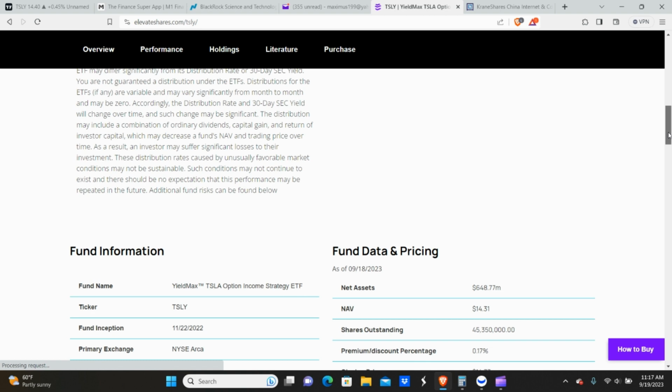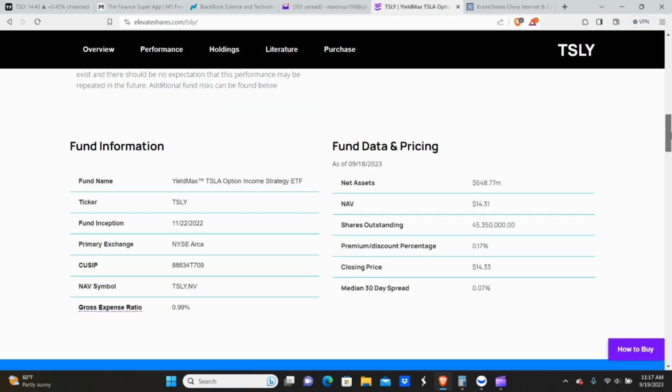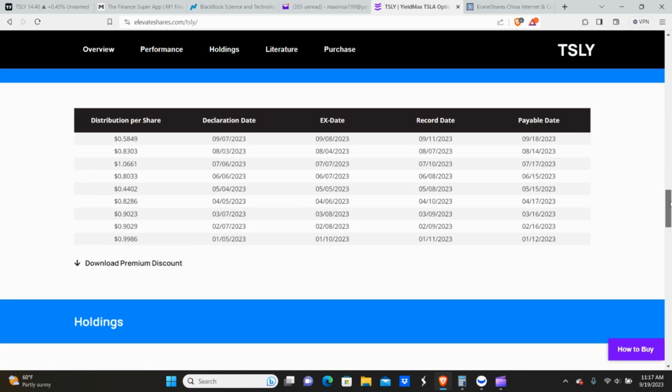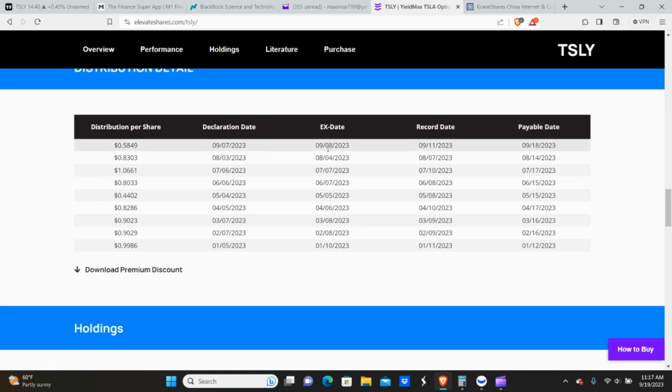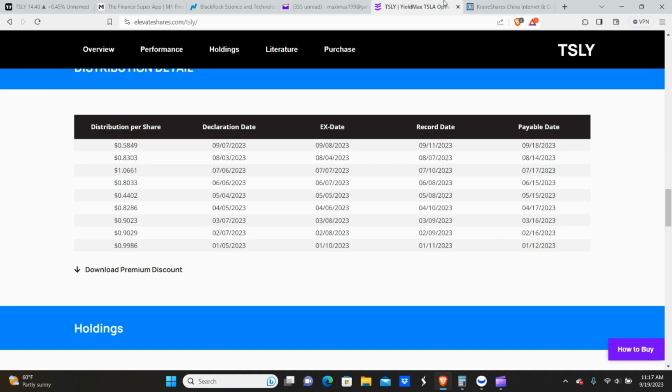So we'll go over here to TSLY, since TSLY is everybody's favorite. As you guys can see, the net asset value is a whopping just over $500 million. That's kind of insane. But as you can see here, the spread between the X date and the payment date is almost 10 days. So it's pretty large. KLIP is actually much smaller. You only get, I think, a couple of days in between the X date and the payment dates.